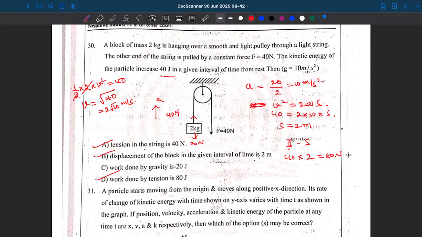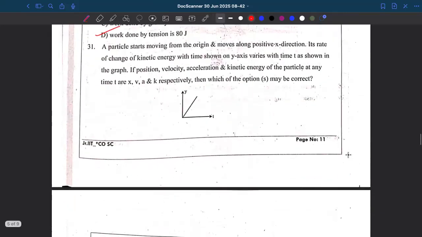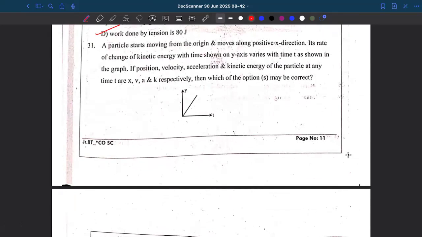Right. At least A, B you can answer in this. A particle starts from the origin and moves along the positive x direction. Its rate of change of kinetic energy with time, shown on the y-axis, varies with time as shown in the graph. So dK by dt is some constant times time. dK is 5t dt. So therefore, K is half of 5t square. So v is proportional to t. Velocity is proportional to time.